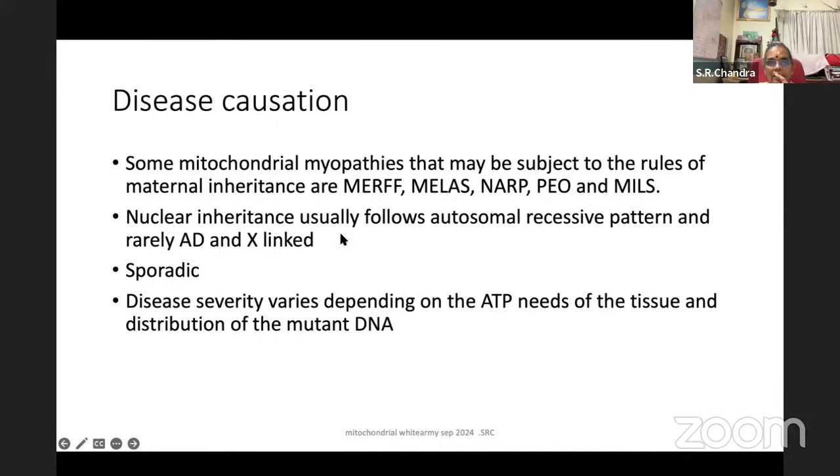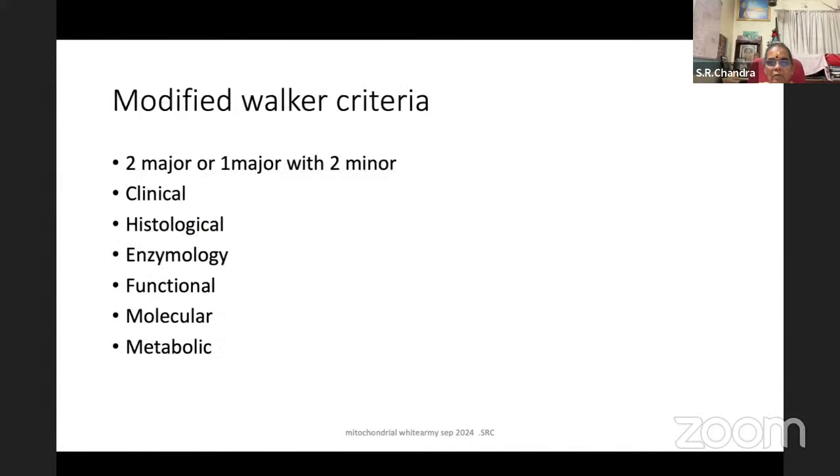A nuclear inheritance usually follows autosomal recessive pattern and rarely dominant or X-linked. Sometimes it may be sporadic. And disease severity varies depending on the ATP needs of the tissue. If a tissue needs more ATP, like brain or eye or ear, they suffer more. And tissues which need less ATP suffer less.